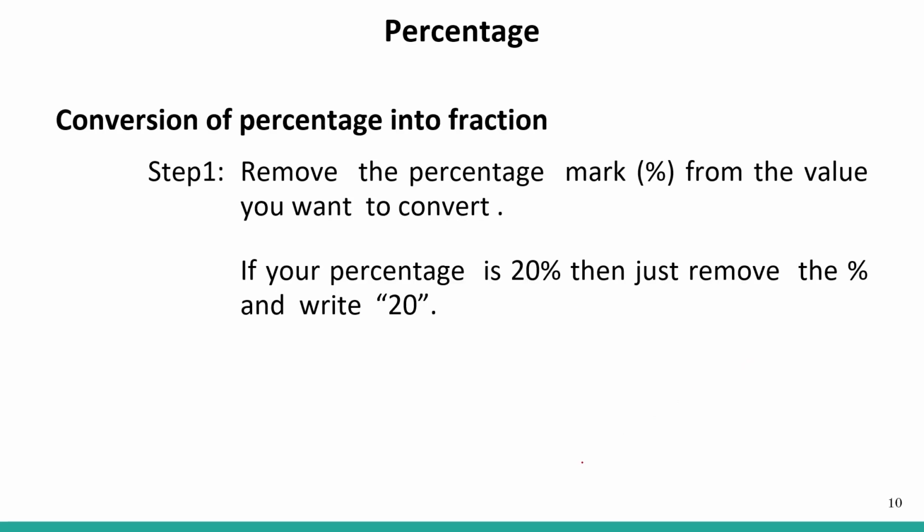Okay, so let's see how to convert percentage into fraction. Okay, so you are given a percentage, let's say 30%. For ease of calculation, we want to convert this to a fraction. So what will it be? Okay, so remove the percentage mark first. So what you do is, first you remove the percentage mark from the value you want to convert. If your percentage is 20%, then just remove the percentage and write 20. So here we have 30%. So we just remove this symbol and we are left with 30.